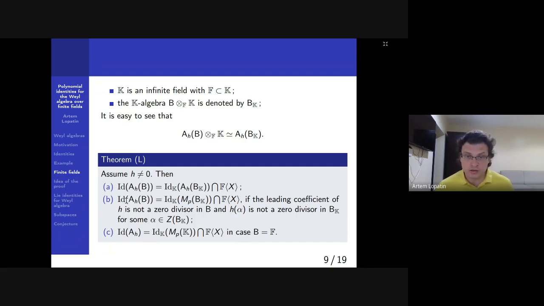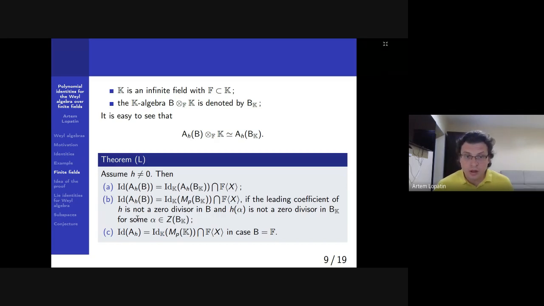we get that any polynomial identity of the parametric algebra can be obtained as follows. We take some polynomial identity over the field K, a polynomial identity of P by P matrices with coefficients in BK. And if this identity has all coefficients in the field F, it will be exactly an identity for our parametric Weyl algebra. So we have this intersection being equal exactly to the identities of the parametric Weyl algebra.